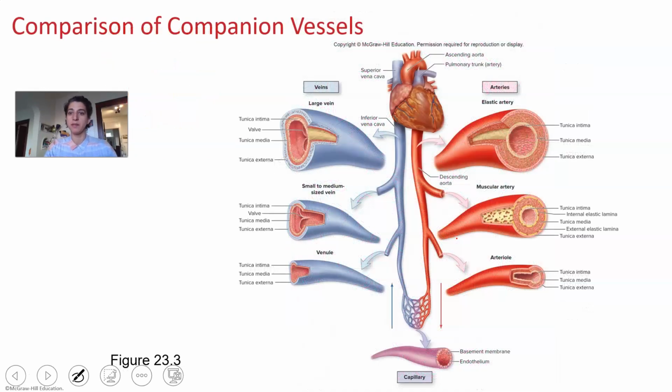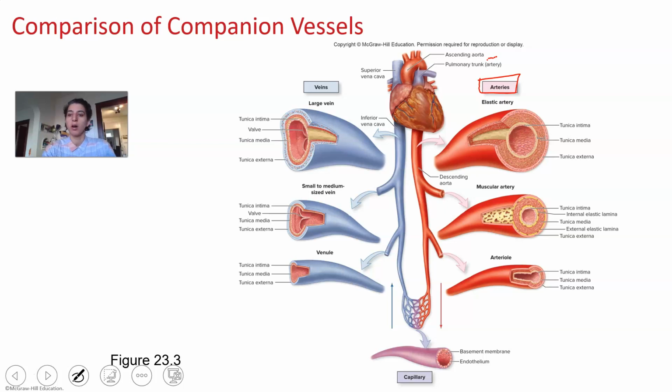We have different types of arteries and veins, and we classify them based on size and the components that make up their walls. So in artery land, our biggest artery is called an elastic artery. From its name, we know that it is very elastic. It has a lot of elastic fibers, and it has a very, very thick tunica media. One type of elastic artery would be the ascending aorta.